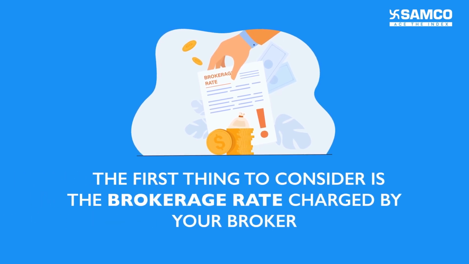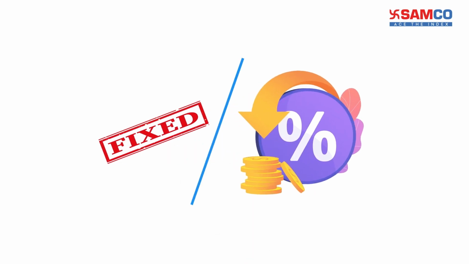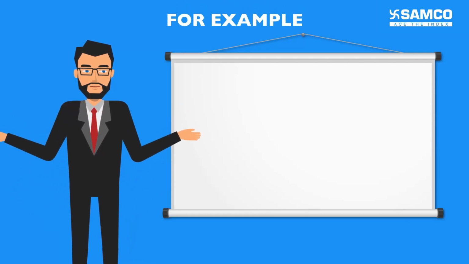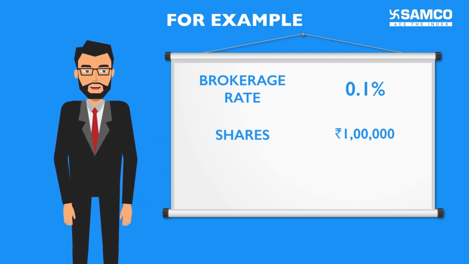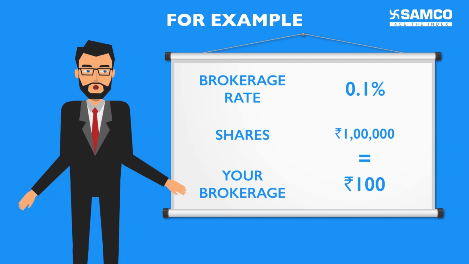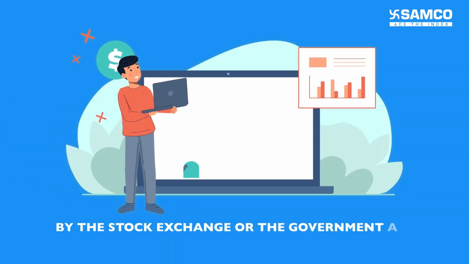The first thing to consider is the brokerage rate charged by your broker. This rate can be a fixed amount or a percentage of the transaction value. For example, if your broker charges a brokerage rate of 0.1% and you buy shares worth 100,000 rupees, your brokerage will be 100 rupees.